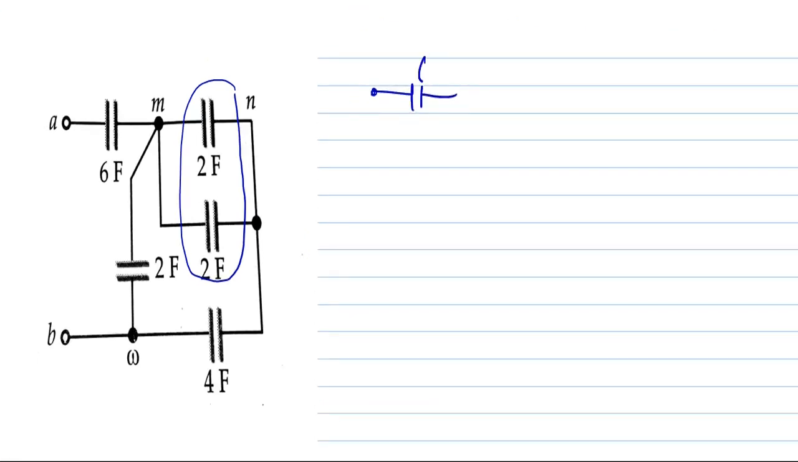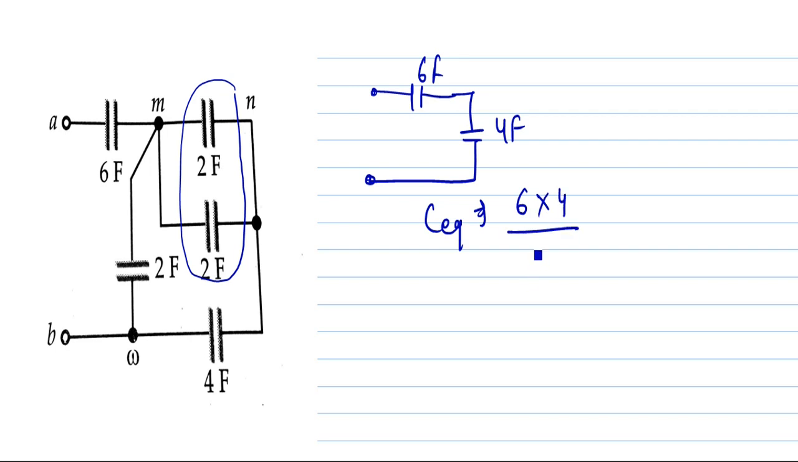Now this 6 farad and 4 farad are connected in series. So here we will get C equivalent is equals to 6 into 4 upon 6 plus 4. So that is equals to 24 upon 10, or we can say 2.4 farad.